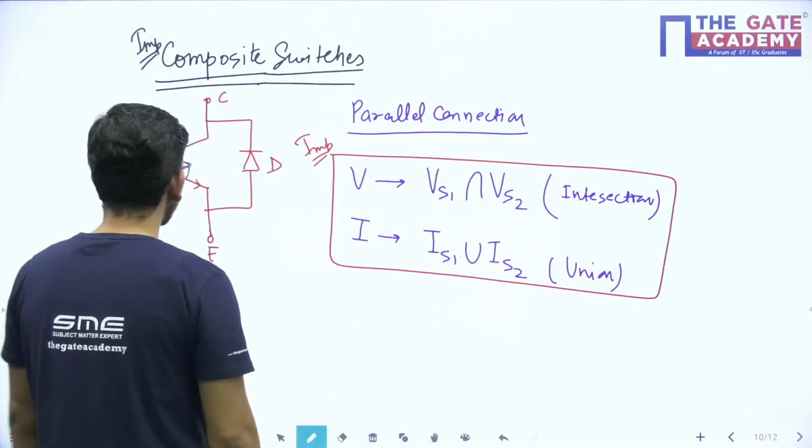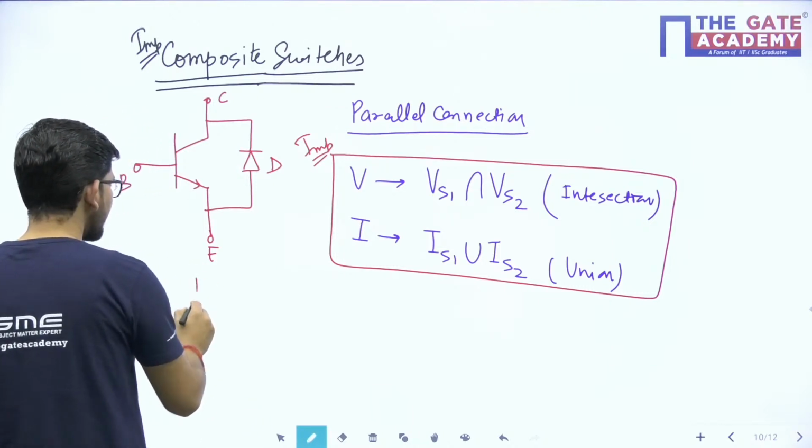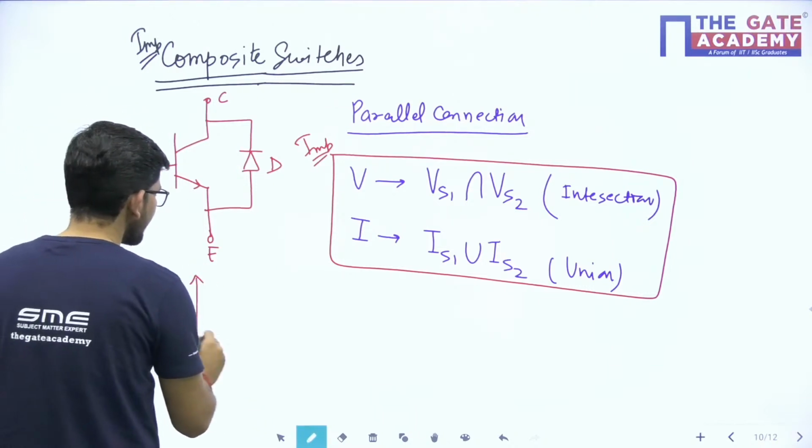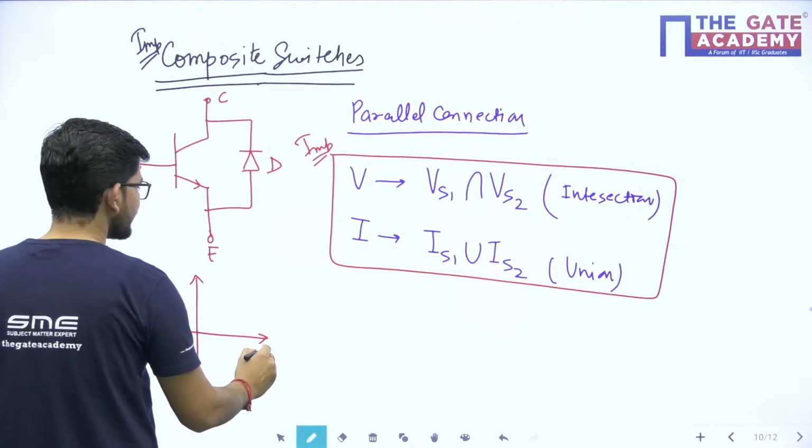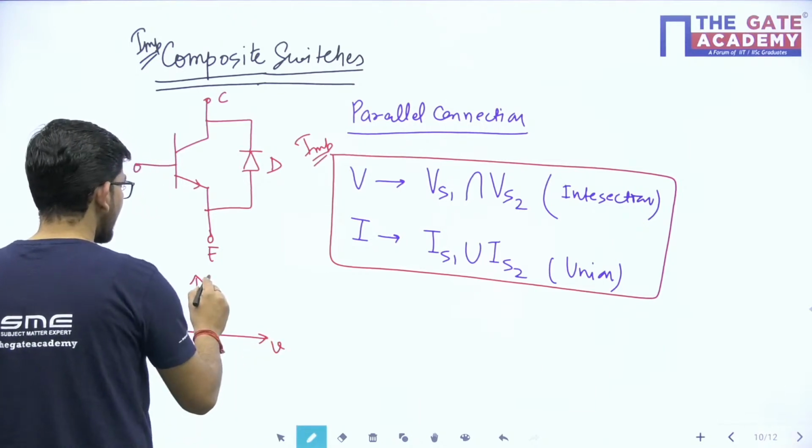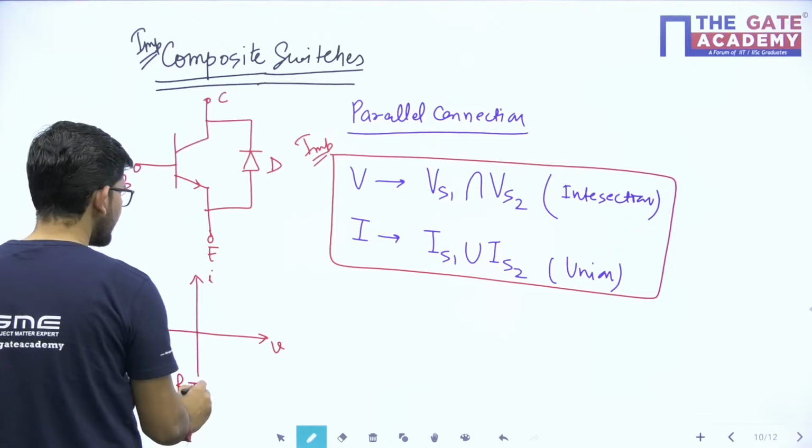So for this, let's see. We have BJT and diode here. If I talk about BJT, suppose this is V and this is I, and this is the characteristic of BJT.